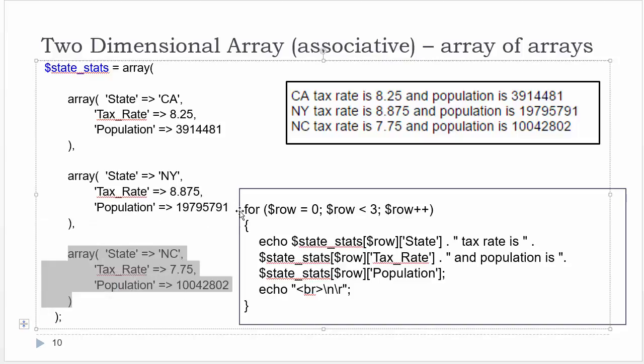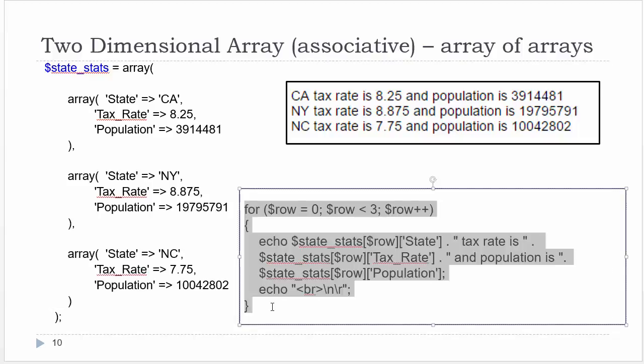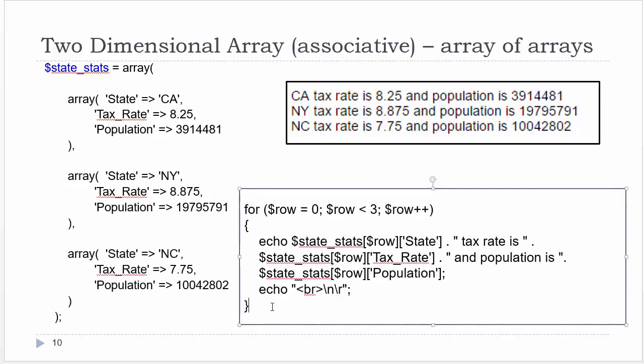Now when we loop through this, because we have an associative array inside, we need to loop through each row at a time. So here, $row, it's our variable, equals 0. But this is our for loop, okay?